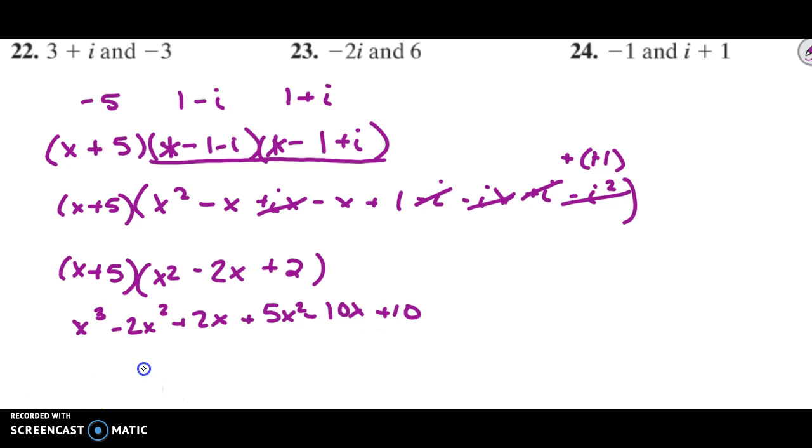Now I need to combine any like terms that I have and simplify, and then I'm done. All right, so then we have a single x cubed, negative 2x squared and positive 5x squared is going to give us 3x squared. 2x minus 10x gives you negative 8x, and then you have plus 10.